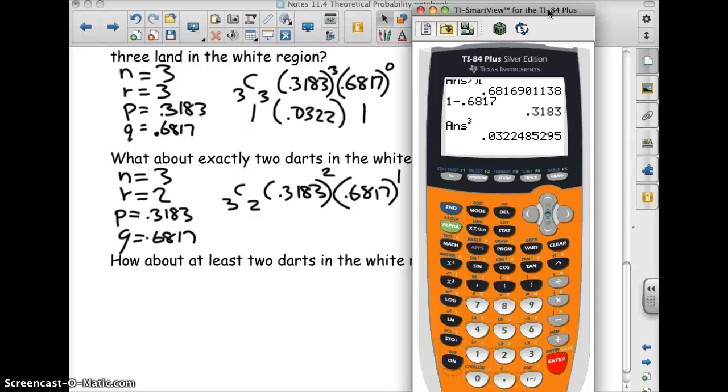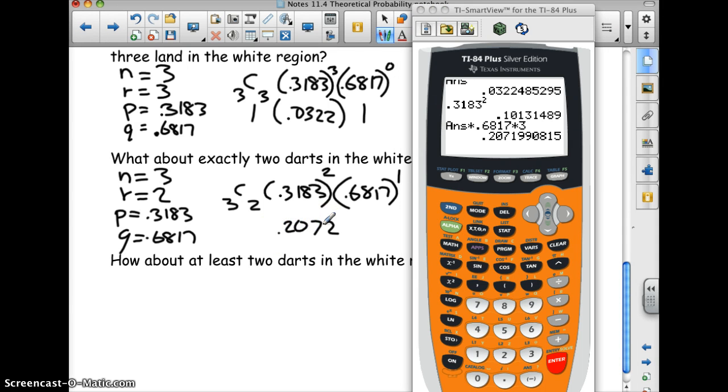All right, so 3C2 is 3, 0.3183 raised to the 2nd, times 0.6817, and then times 3C2, which is equal to 3. And I get 0.2072. And there we go. There's my answer for that. And this one was 0.0322.